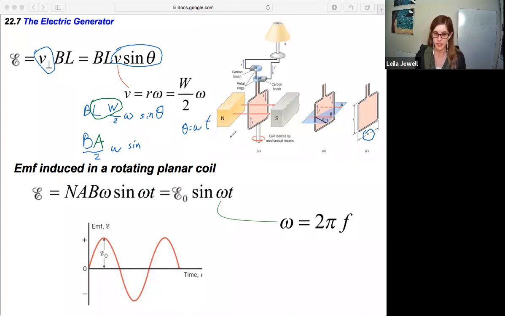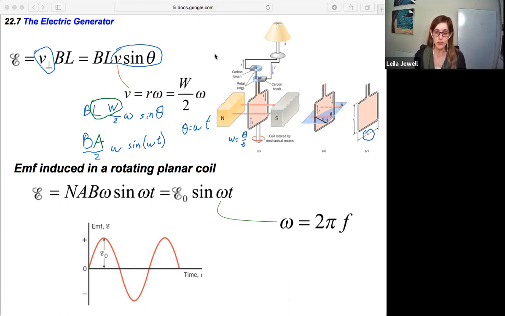Or the other way that we saw it, that this originated from, was that the angular speed was the angular displacement theta divided by time. So here we're just assuming our initial time and our initial angle are 0. So instead of sine of theta, we can write this as sine of omega t. And this will give us the EMF for one half of the loop.